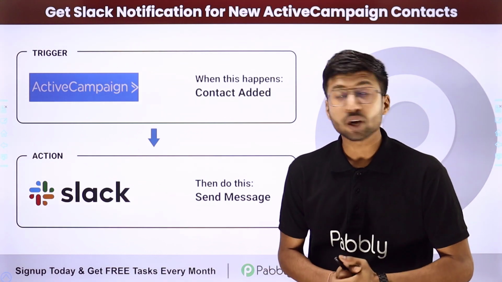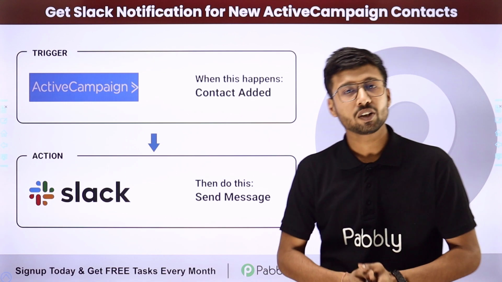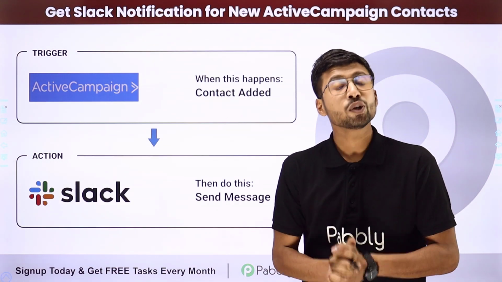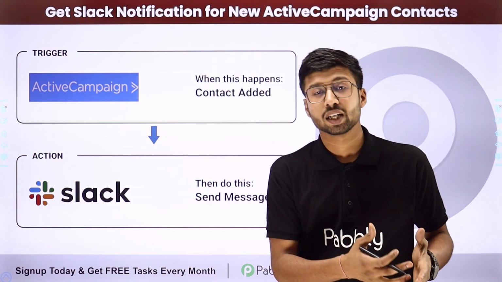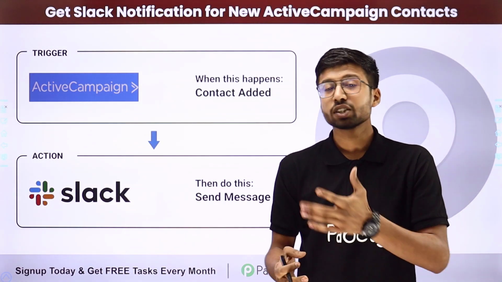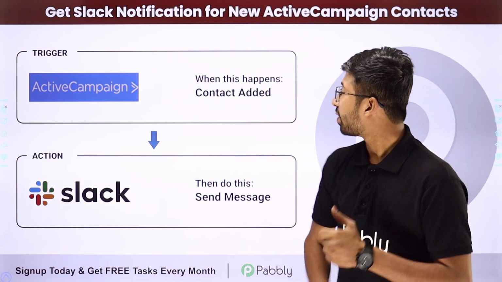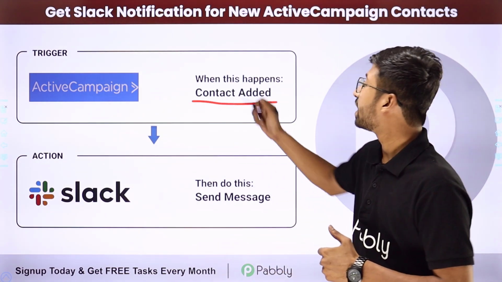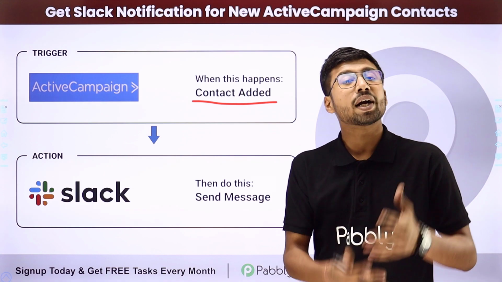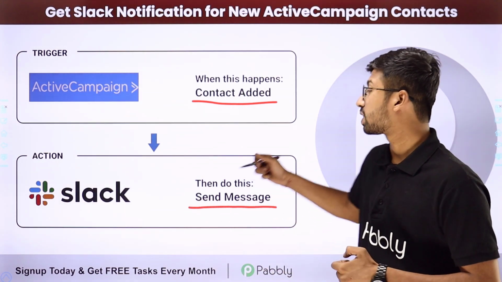So in this video, we are going to learn how to get Slack notification for new ActiveCampaign contacts. Now suppose guys, if you're using ActiveCampaign as an email marketing platform where you are adding the details of your new leads or subscriber, this automation is going to help you a lot. So using this automation, whenever a new contact will be added in our ActiveCampaign account, automatically the details of that same contact will be shared as a message on our Slack channel.